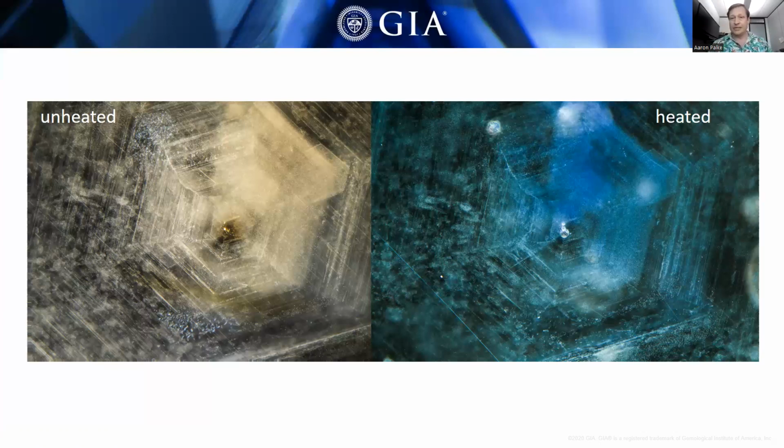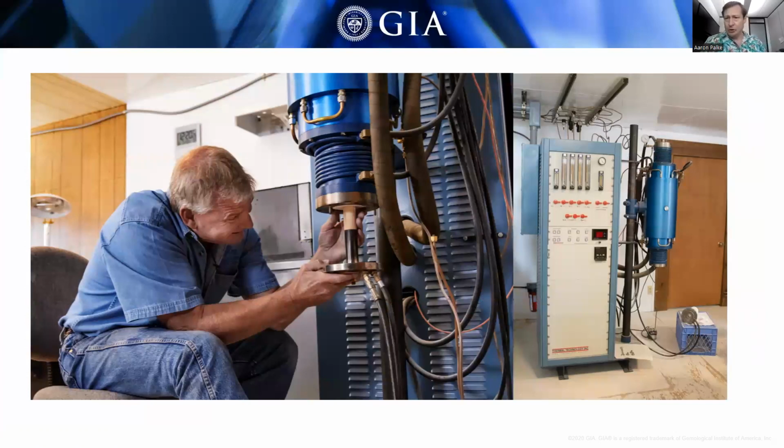So by heating up these sapphires, we can dissolve that rutile silk and put it into the corundum lattice. And by introducing titanium into the corundum lattice, we can also create these iron-titanium pairs, which is causing the blue coloration in these sapphires. Here's a little bit of a view of what's going on.